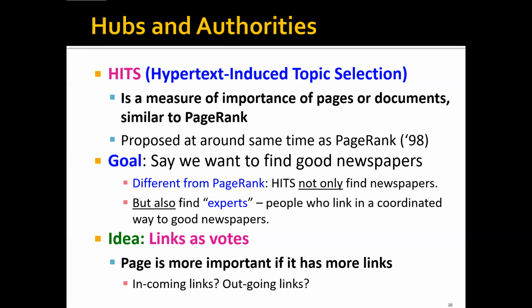Let's say that we want to find good newspapers. Different from PageRank, which only finds good newspapers themselves, HITS not only finds good newspapers, but also finds experts. These are the people who link in a coordinated way to good newspapers. The idea of HITS is similar to PageRank, and they both use links as votes.